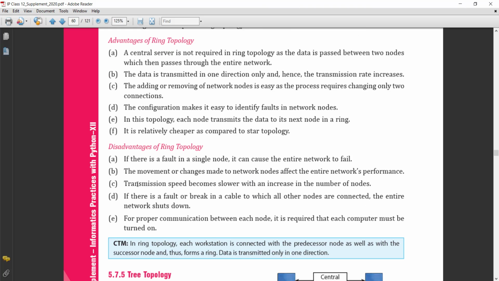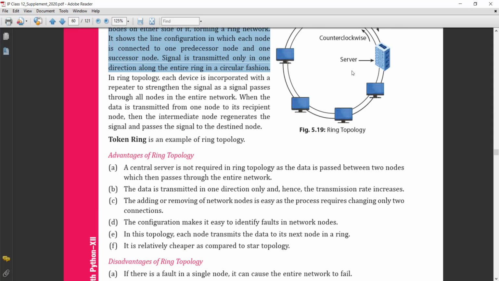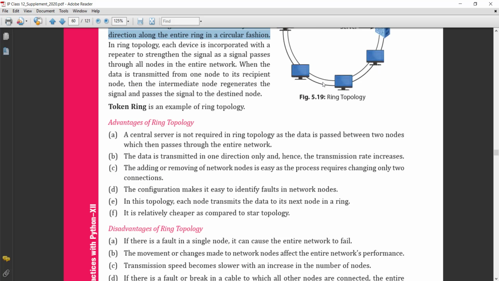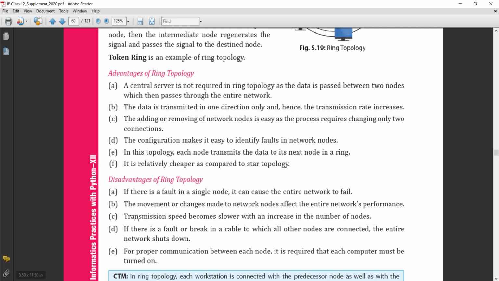Now we understand the disadvantages. If there is a fault in a single node, it can cause the entire network to fail, because the data flows in only one direction. If this node fails, what happens? Our entire network will fail. So this is the disadvantage.